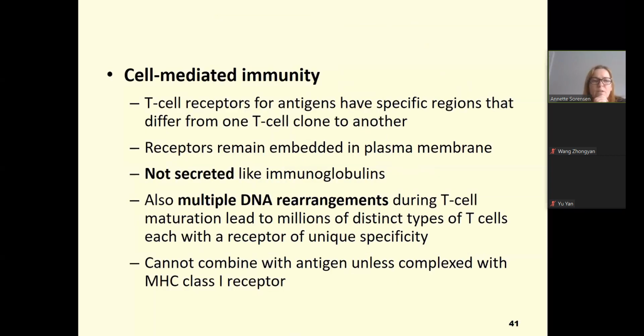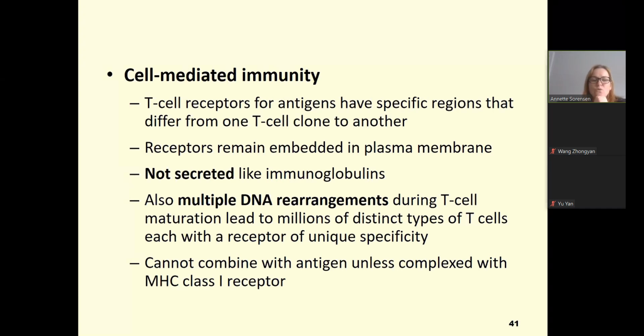Okay, so we're quickly moving on to cell-mediated immunity. Again, like the B cells, the T cells have receptors for antigens, and these are very specific to certain antigens. Okay, so the receptor is in the plasma membrane of the T cells. It's not secreted like immunoglobulins, so we don't get antibodies made.